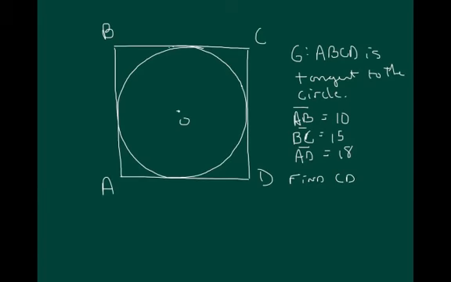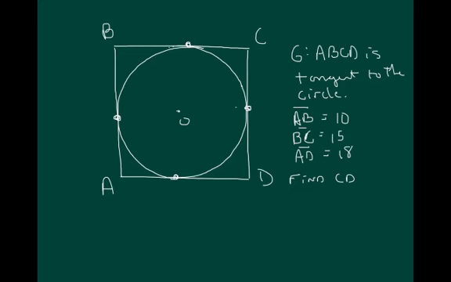Problem 4 on page 463 is what we call a walk-around problem. And it tells us that this quadrilateral ABCD is tangent to the circle. That means at each point of contact here, the sides of the quadrilateral are tangent to the circle. Now, it's called a walk-around problem because it doesn't matter really where you start. You can just begin with one tangent and walk around.